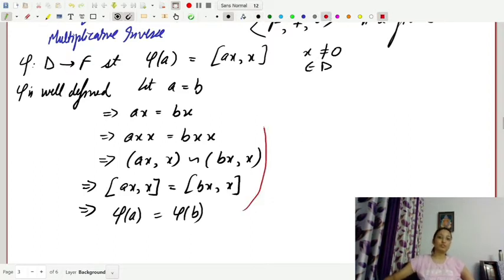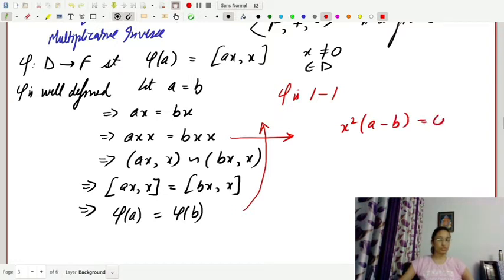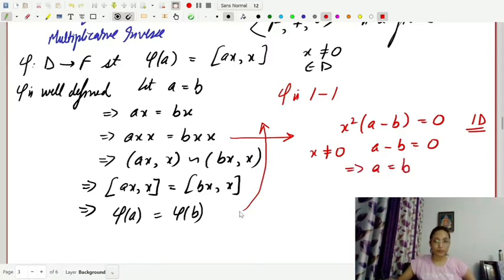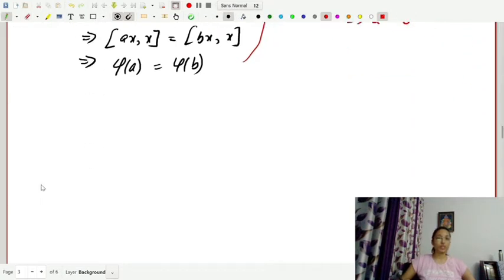Now if we reverse all these processes, then we will have that phi is 1-1. But going slightly in reverse, we will have a problem here. How will we tackle it? That x²(a - b) is equal to 0, and since we are talking about an integral domain and x is not equal to 0, it implies a - b = 0, which means a = b. Here we needed the definition of an integral domain to prove 1-1.